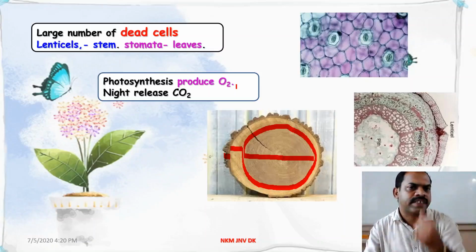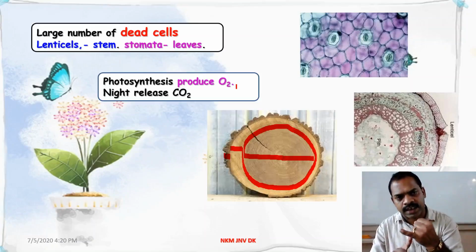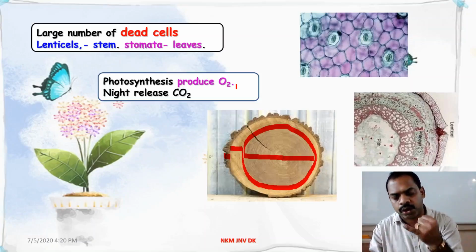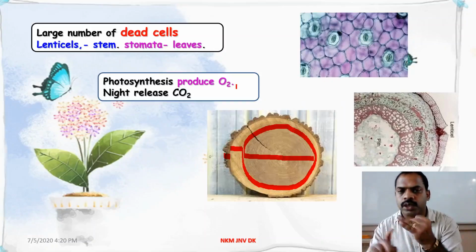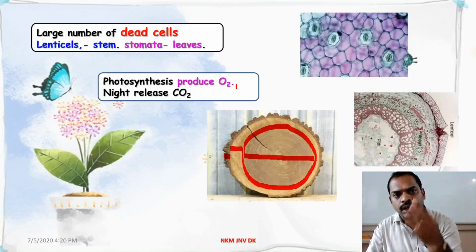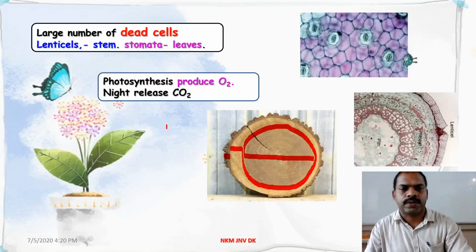A large number of dead cells are there. Every area will take care of themselves, just like lenticels in the stem and roots, and leaves having stomata. Photosynthesis, they will produce oxygen. Energy requirement is less because activity is less. Large amount of dead cells. A lot of features explain why plants do not have a proper respiratory organ.